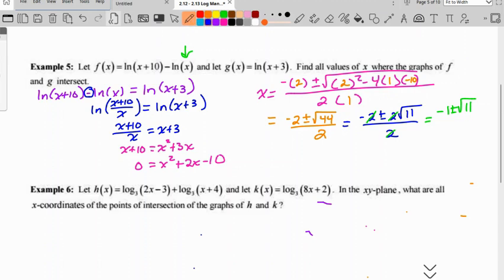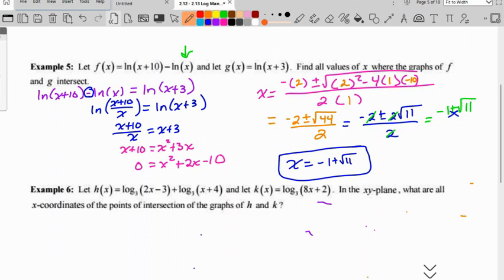When I do the negative option, negative 1 minus 3 is going to be negative. And can we have a negative? No. So we're going to throw out the negative option, and so we get x equals negative 1 plus the square root of 11. Negative 1 plus the square root of 11.